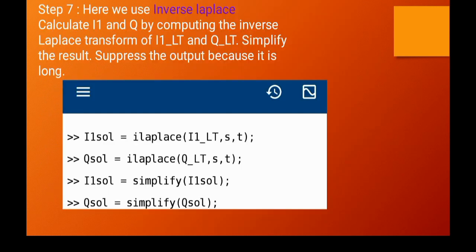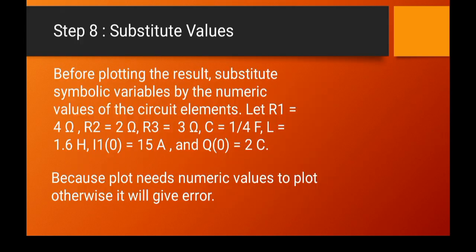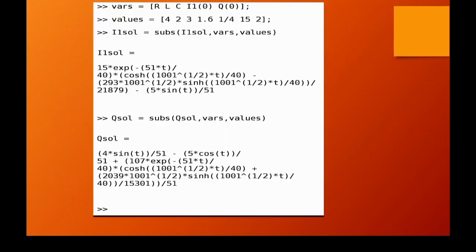After solving them, in step 7 we use the inverse Laplace transform and calculate I1 and Q by computing the inverse Laplace transform of I1LT and QLT, which we solved in step 6. Simplify the results, and after the simplification command, we suppress the output because it is very long. In step 8, substitute the values we have taken. Plotting needs numerical values, because we can't plot if we have variables in it. After putting in the values, we can easily get the plot of the example.